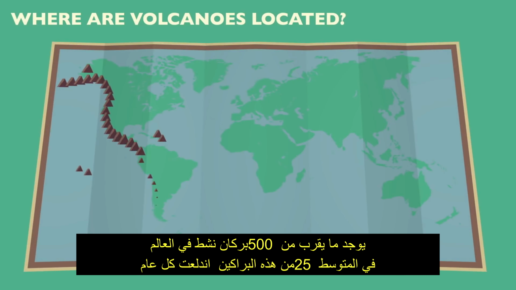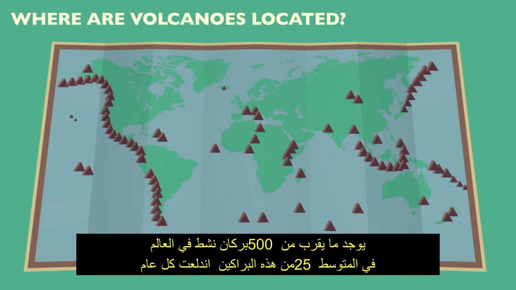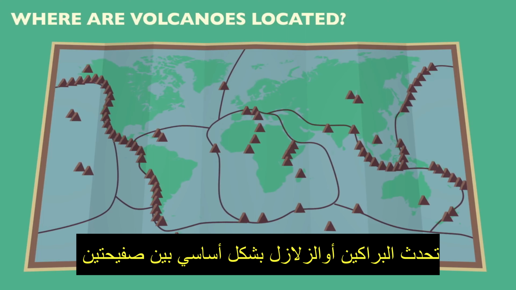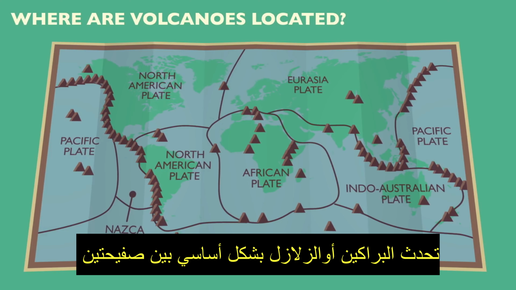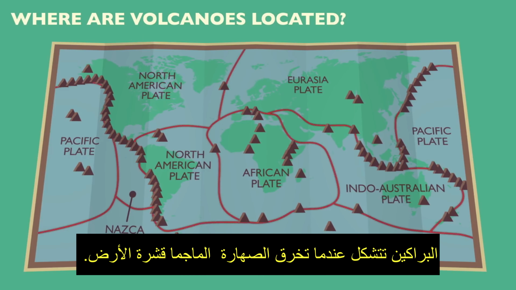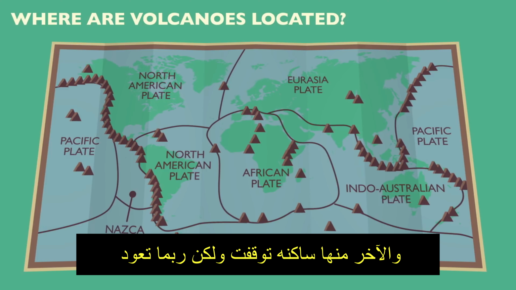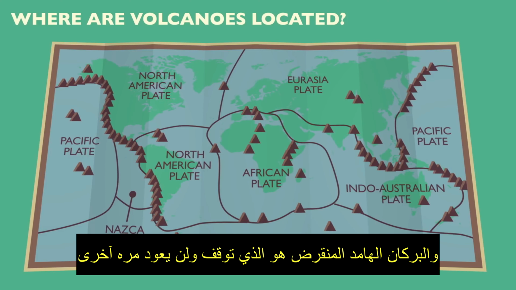There are approximately 500 active volcanoes in the world. On average, 25 of these erupt each year. Volcanoes, like earthquakes, primarily occur on the boundary between 2 tectonic plates. Volcanoes are formed when magma penetrates through the Earth's crust. Some volcanoes are active, erupting regularly. Others are dormant and have not erupted in the recent past. Extinct volcanoes are dead and will not erupt again.